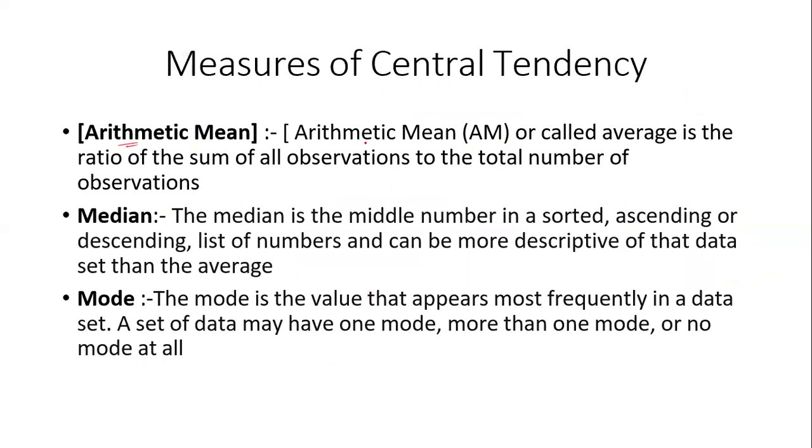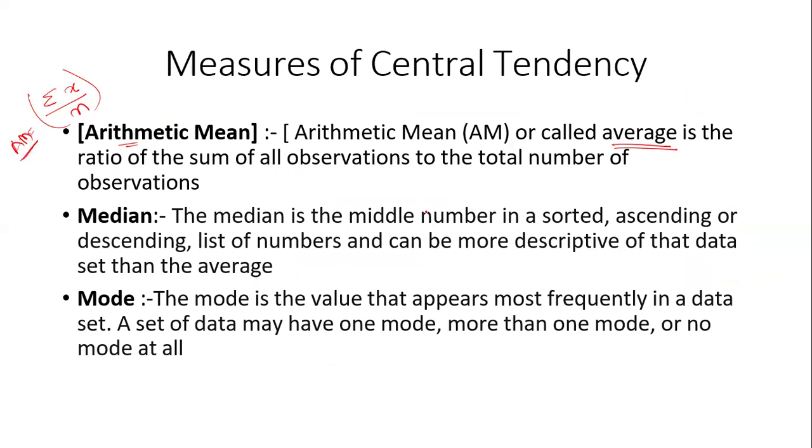The arithmetic mean is nothing but an average. Average is the ratio of the sum of all the observations to the total number of observations. So what we do is take the sum of all the observations, if the observation is x, and divide by the number of observations. In this way, we calculate the arithmetic mean.